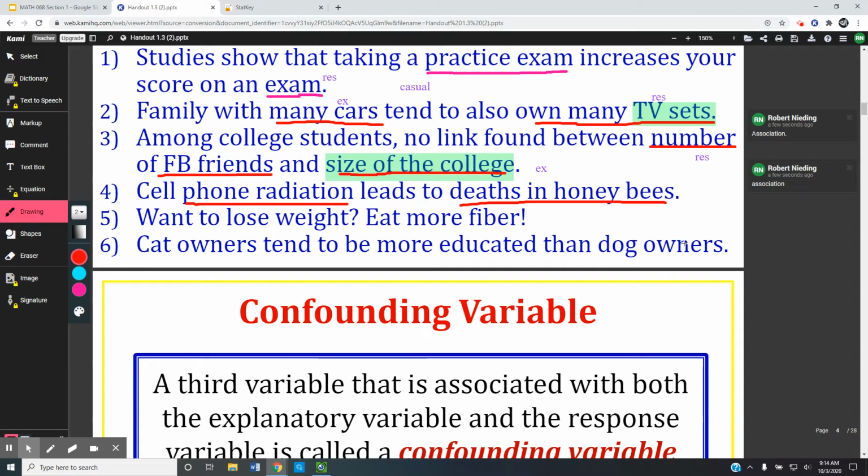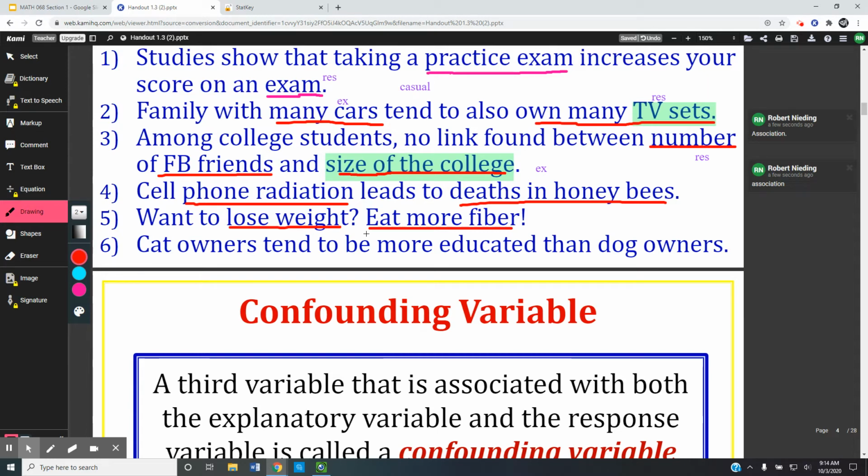Number 5, want to lose weight, eat more fiber. So it's just basically a statement. Which one would happen first is really what you want to look at for the explanatory. Well, the explanatory was you better eat the fiber if you want to lose the weight. The lose weight's not going to cause you to eat the fiber. The eating of the fiber is going to maybe cause you to lose the weight. Not quite sure it will or it won't. We're not trying to prove whether it does or whether it does not. So eating of fiber, explanatory. Losing weight, a responsive or response variable.